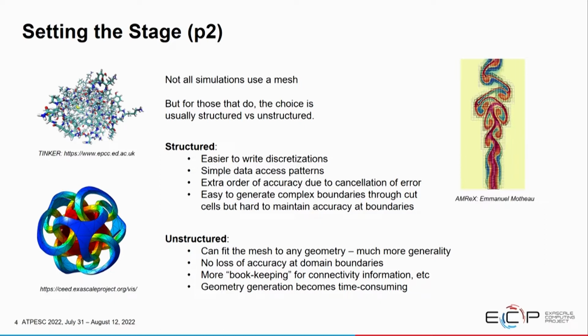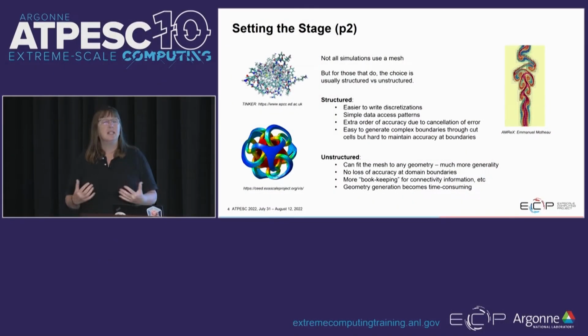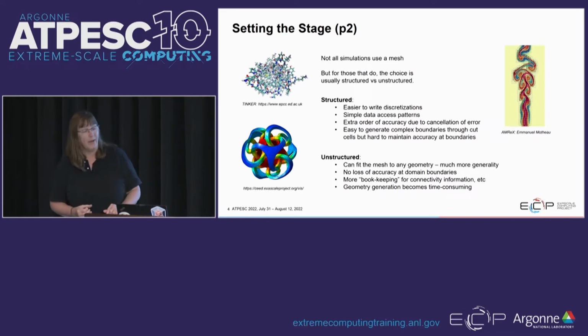I like structured because it's a whole lot easier to write discretizations. If I want to write down a derivative in the x direction, I say, well, it's phi at I plus 1 minus phi of I. It's structured, so I know that I plus 1 lies to the right of I. Okay, that's good. What that means in terms of computation is you have simple data access patterns. So if you have multi-D arrays, you can write out your data in a way that when you go from I to I plus 1 to I plus 2, your data is contiguous. This gives you good access patterns. We'll talk in a minute about the extra order of accuracy.